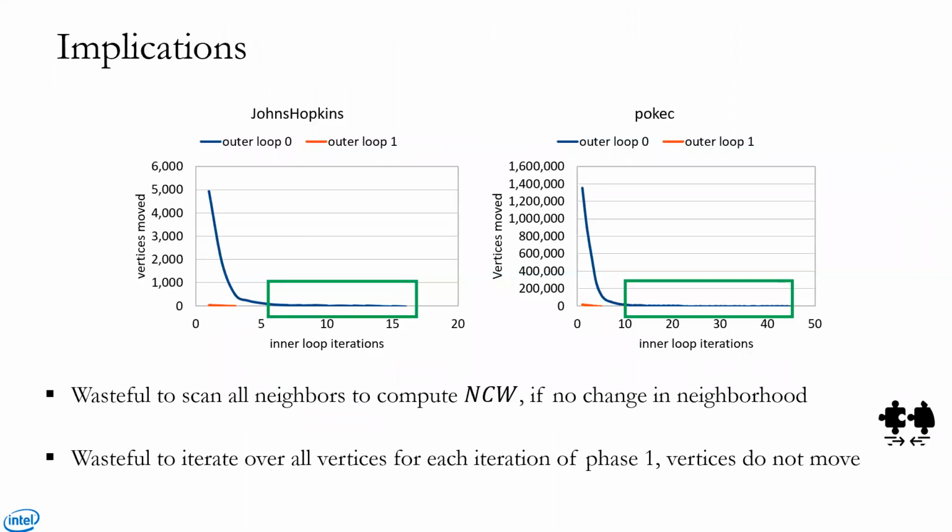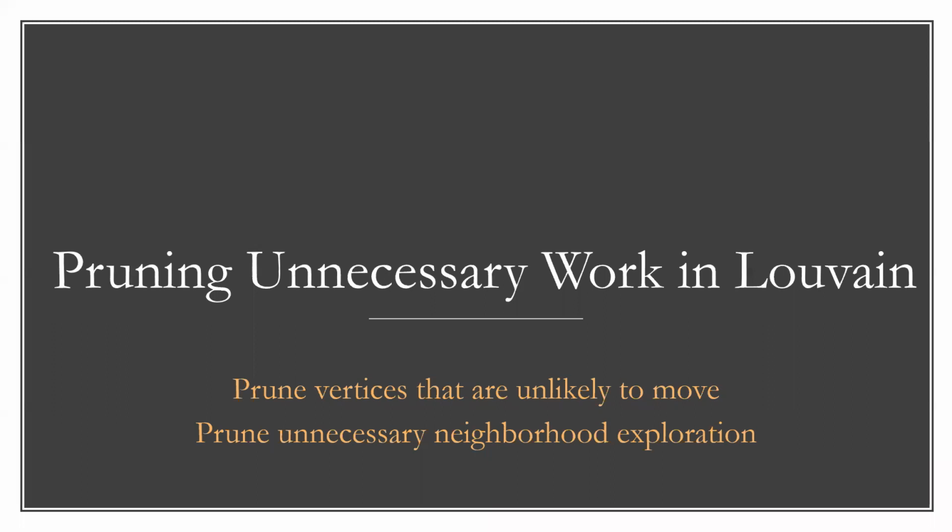Therefore, it seems wasteful to scan all neighbors and to compute the NCW hash map if there is no change in the neighborhood. It also seems wasteful to iterate over all vertices for each inner loop iteration if vertices do not move. So the next question is, how do we prune these unnecessary vertices and edges?